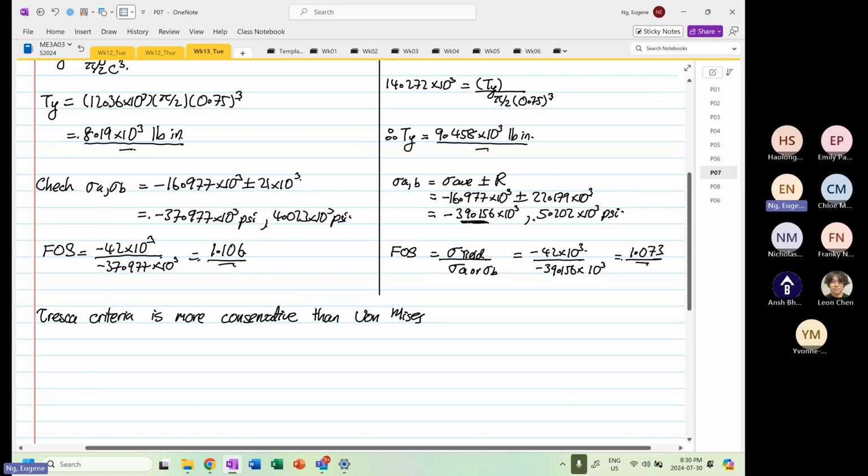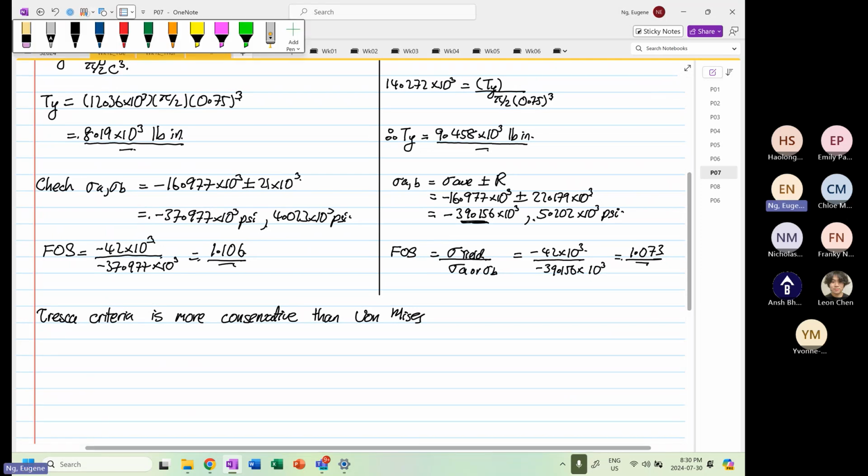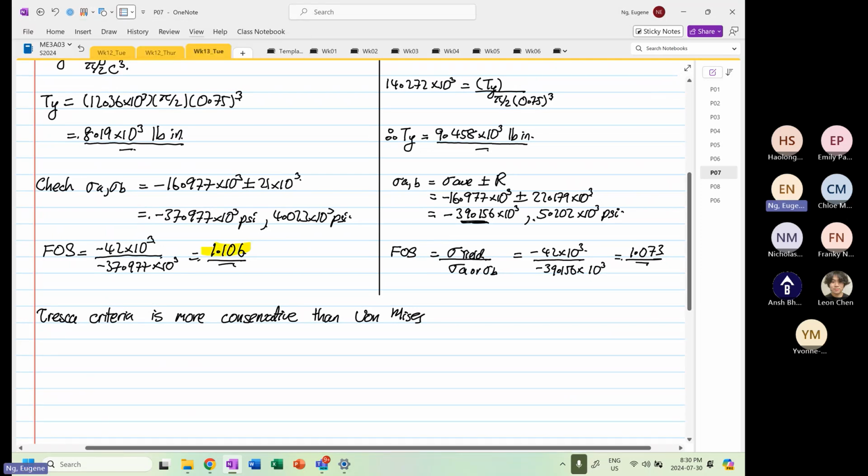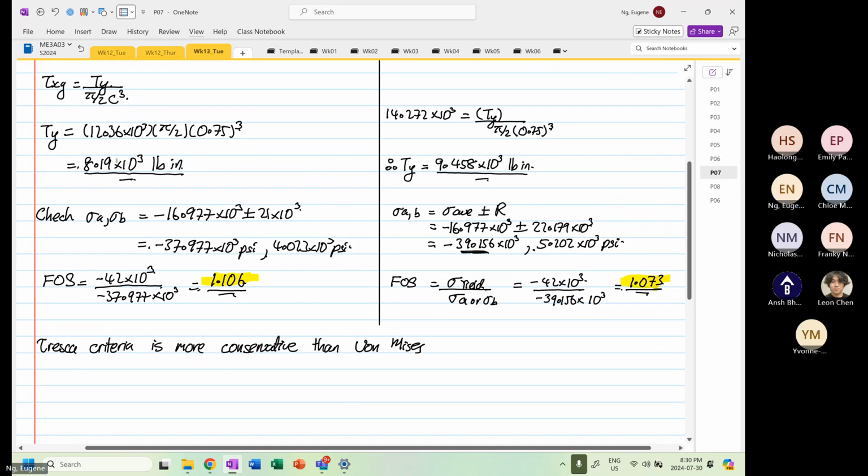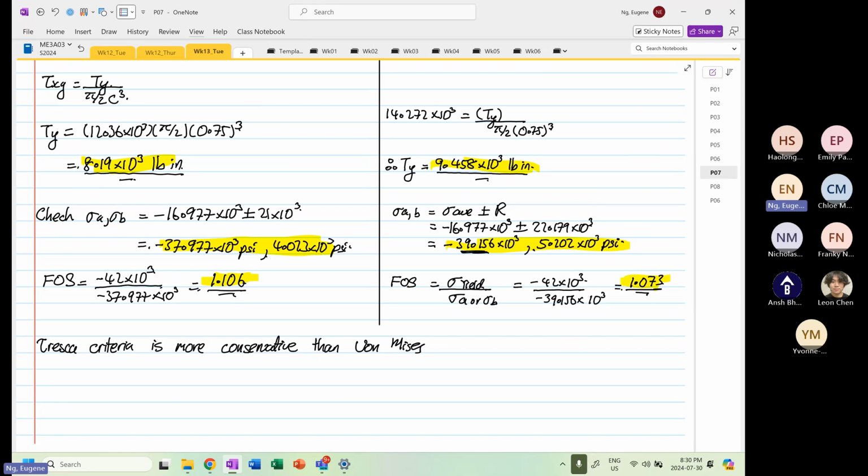Conservative means you have a higher factor of safety. Okay, your torque is lower, right? And your stresses are lower. You can see that, right? Your factor of safety is the higher term.